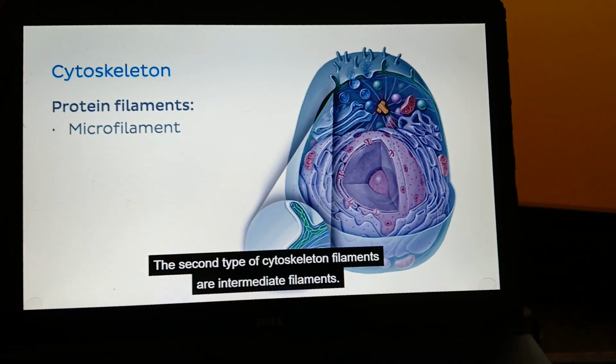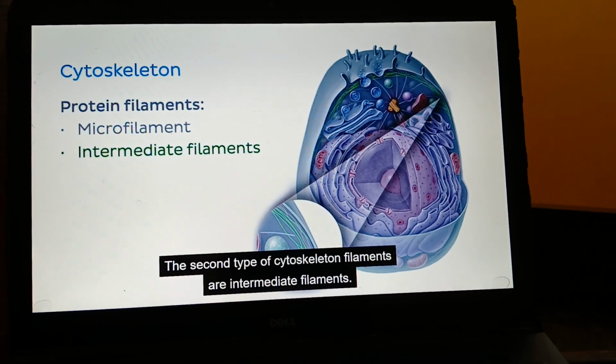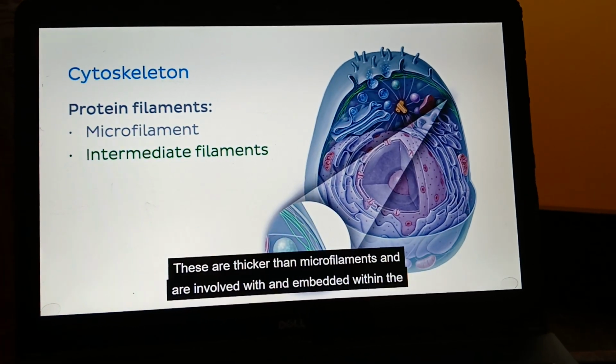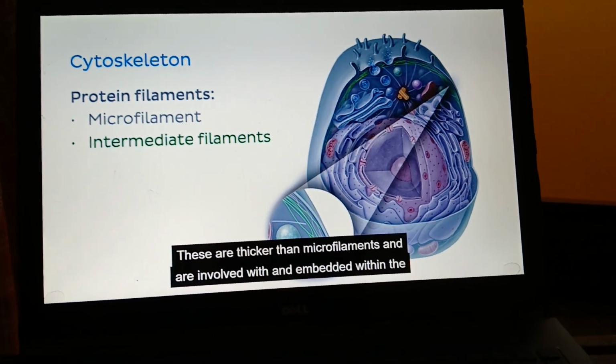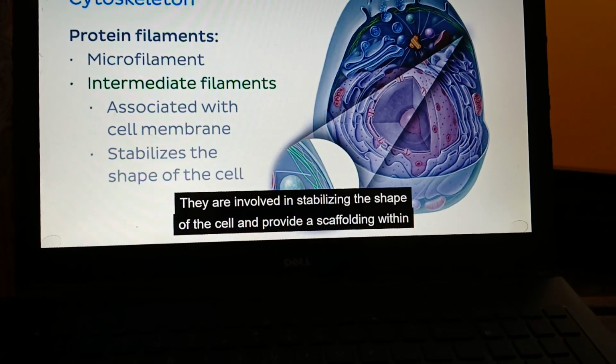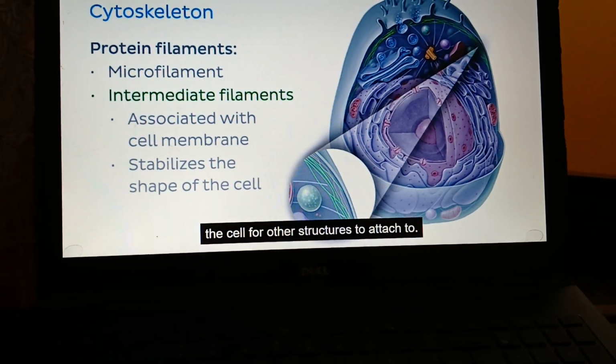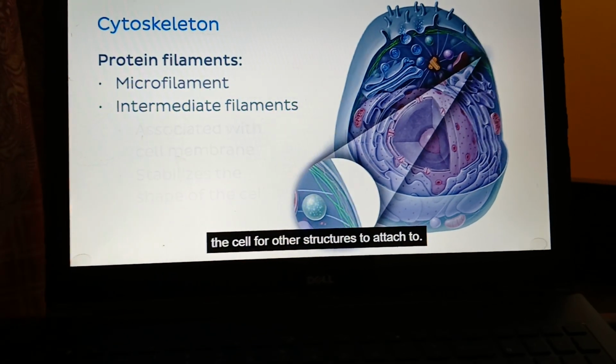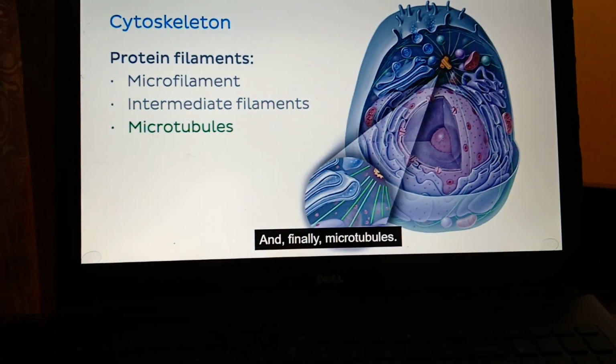The second type of cytoskeleton filaments are intermediate filaments. These are thicker than microfilaments and are involved with and embedded within the cell membrane. They are involved in stabilizing the shape of the cell and provide a scaffolding within the cell for other structures to attach to. And finally, microtubules.